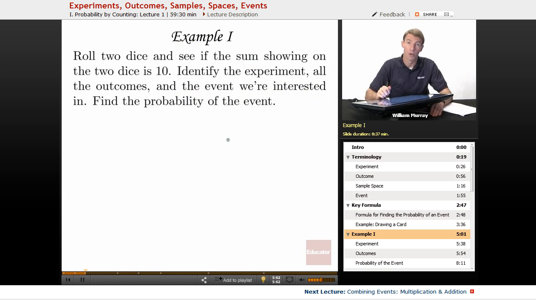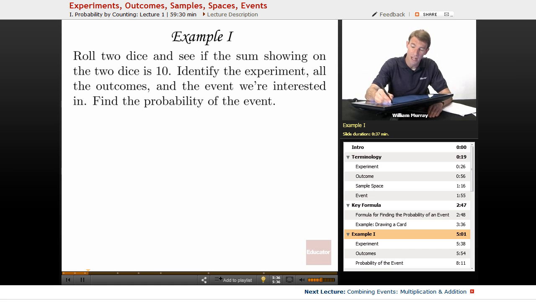So our first example is to roll 2 dice and to see if the sum showing on the 2 dice is 10. Remember, these are standard dice, so they're labeled 1 through 6 on the 6 sides, and we want to see if the sum is going to be 10 between the 2 dice. So we want to identify the experiment, we want to list all the possible outcomes, and the event that we're interested in, which means the subset of outcomes that would give us 10. And we want to find the probability of the event, so the probability that we're going to get a 10 when we roll 2 dice.